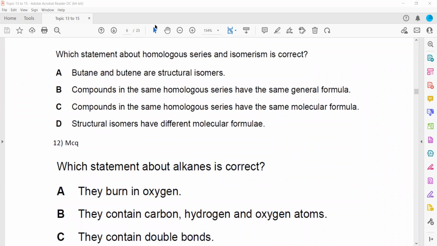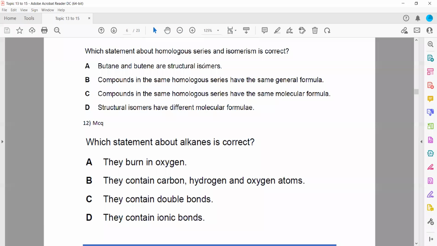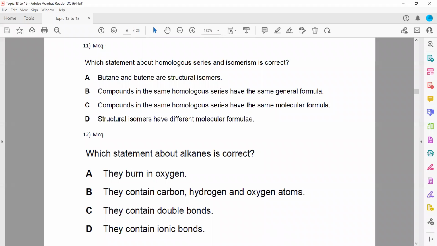Which statement about the homologous series and isomerism is correct? Homologous series means compounds that have a general formula for the series. So, butane and butene are structural isomers. What does that mean? Structural isomers have different structures but the same number of atoms. That is wrong, because butane is C4H10 and butene is C4H8. So they are not isomers, because to be isomers they should have the same molecular formula but different structures.